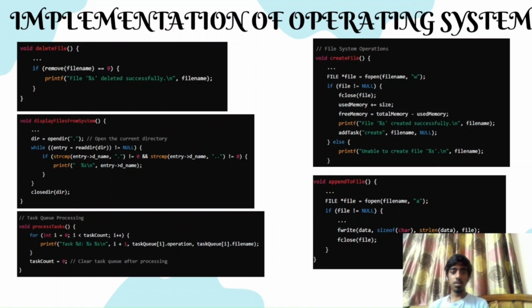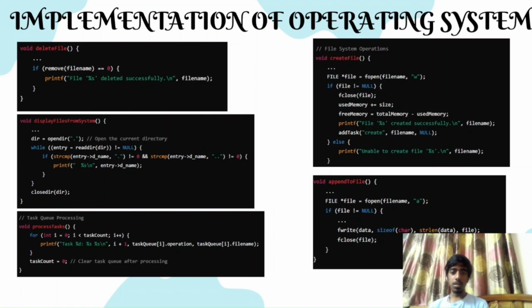Used memory plus equal to size. This line updates the used memory variable, to keep track of the total memory used by the program. The size variable represents the size of the newly created file. Here, this line calculates the free memory by subtracting the used memory from the total memory. Then, if the file was created successfully, this line prints the success message to the console. This line calls a function called add task to add the newly created file to the task queue. The argument passed to add task indicates that this is a create operation on the specified file name. Else, if the file could not be opened, the else block prints an error message to the console.